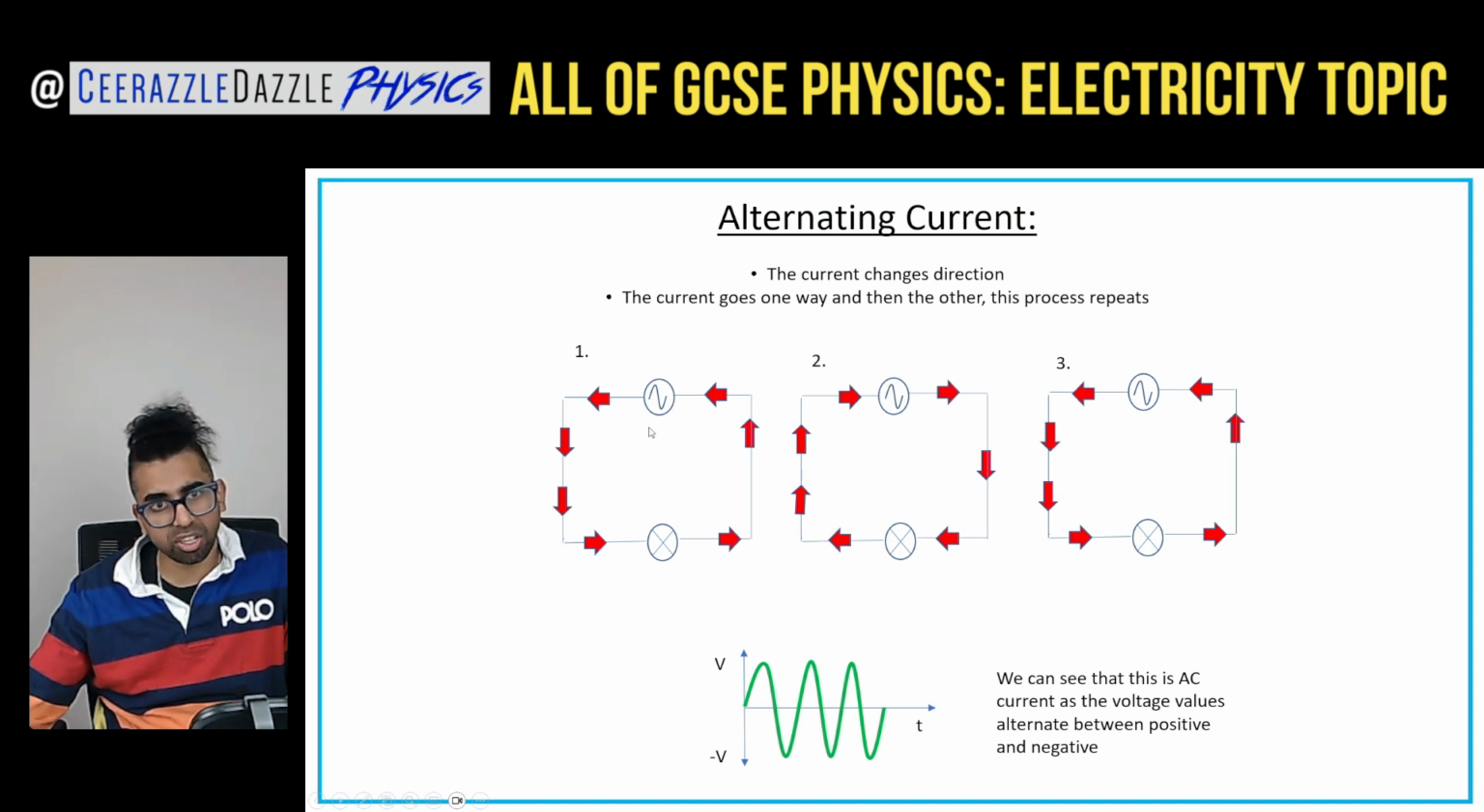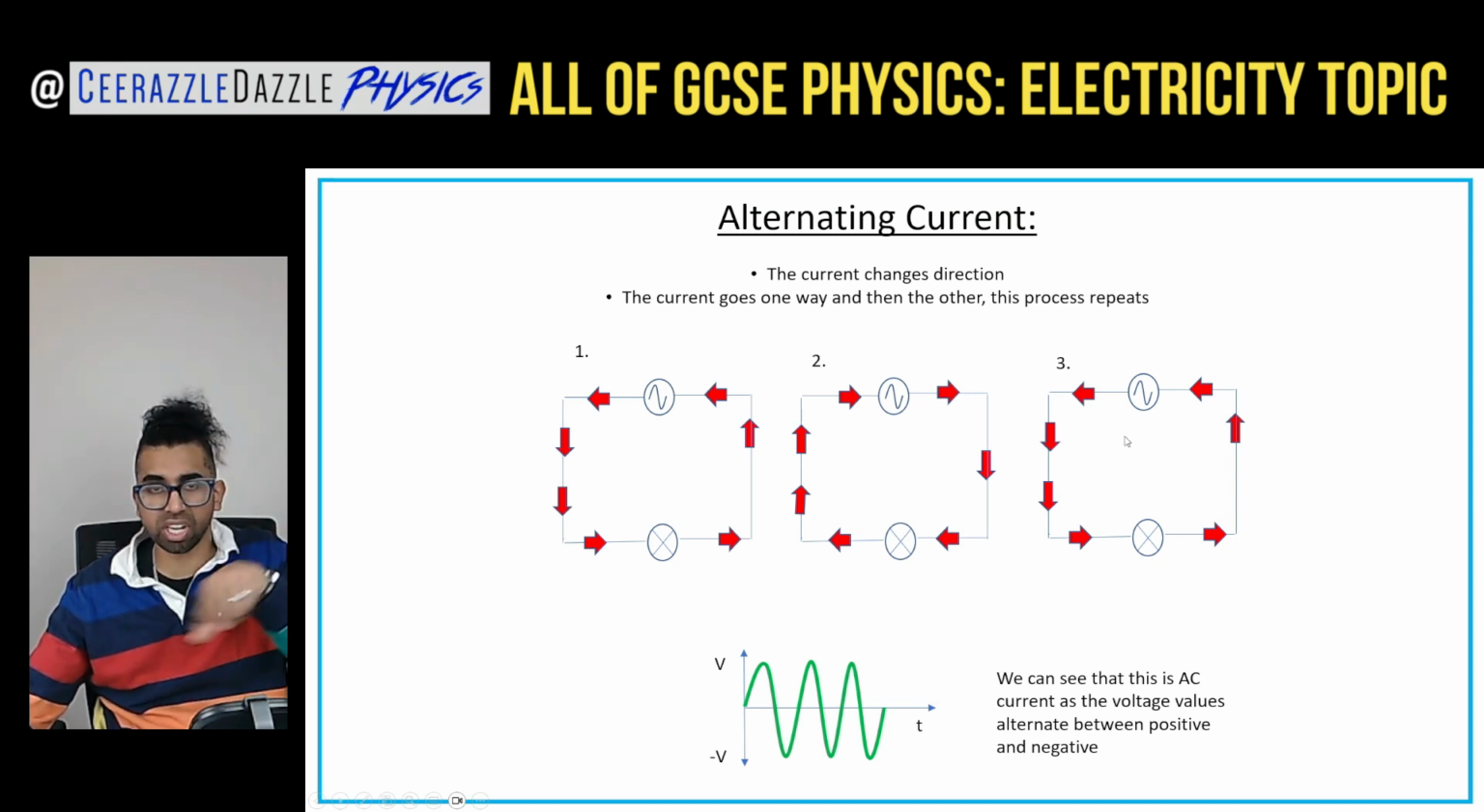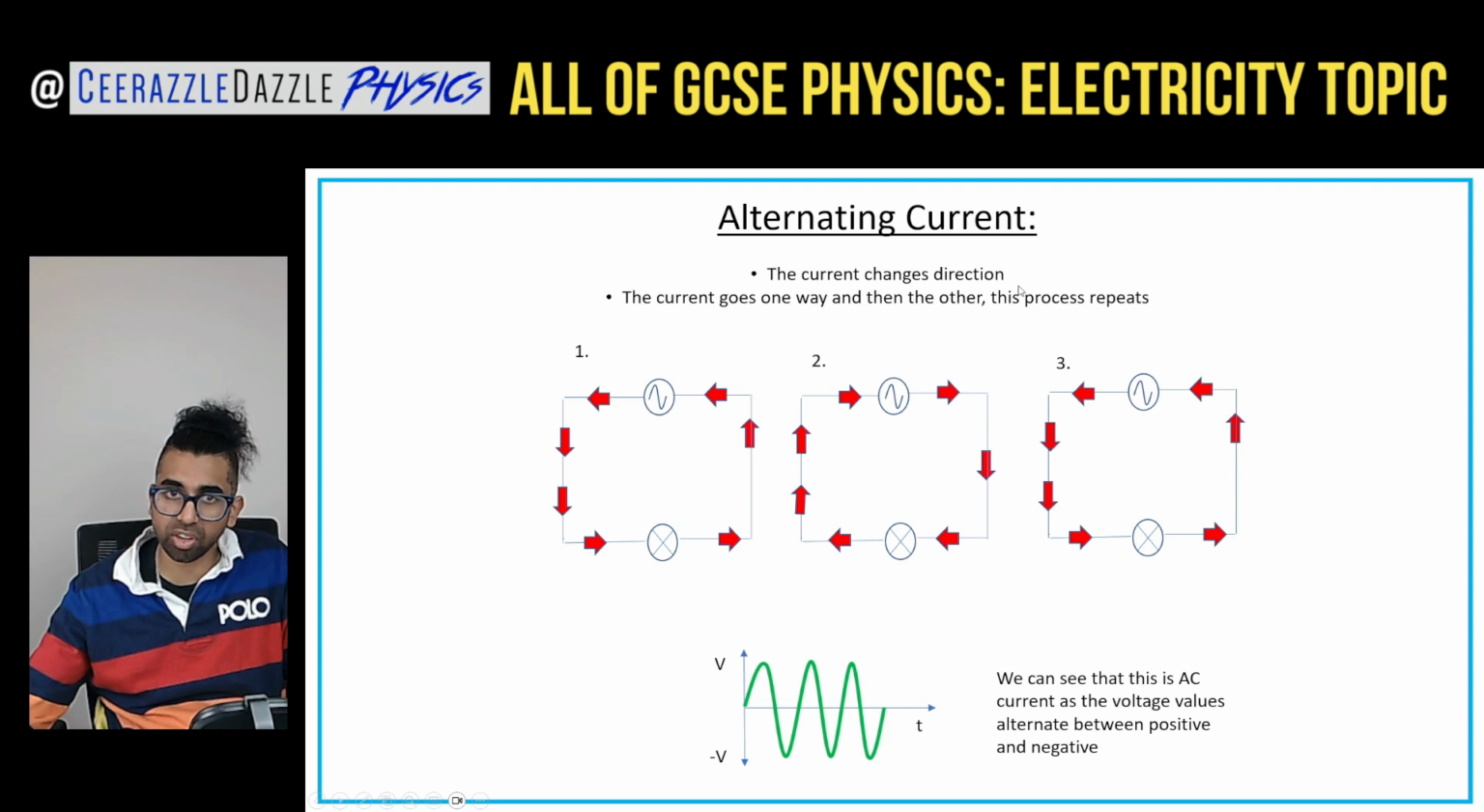Alternating current is simply going to be this. The current will go one way around the circuit and then it will reverse. And then it will reverse again. So it keeps swapping directions. So alternating current, the current changes direction. It goes one way and then it swaps around.